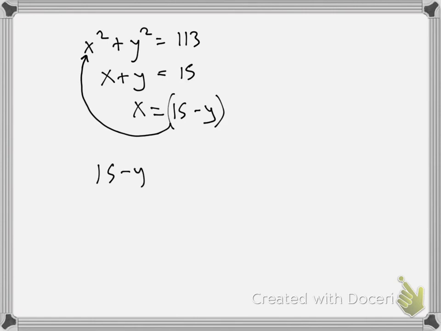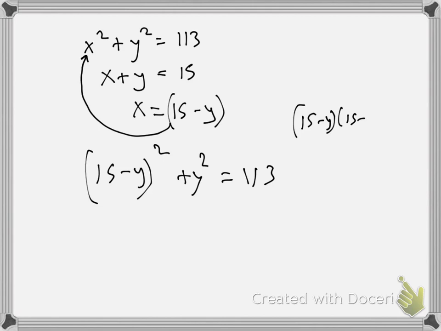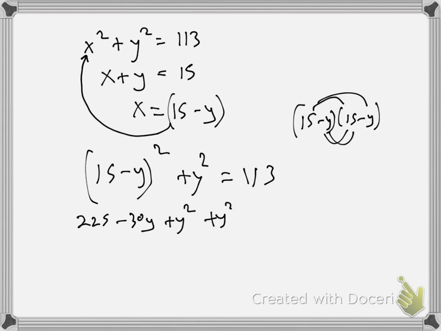So it's 15 minus y squared plus y squared equals 113. Right, that should be squared. Right, so 15 minus, remember, 15 minus y times 15 minus y. Don't just square the 15 and the y. So 15 times 15, that's 225. That's minus 15y minus 15y is minus 30y plus y squared. Plus y squared equals 113. Okay, remember that one already there.